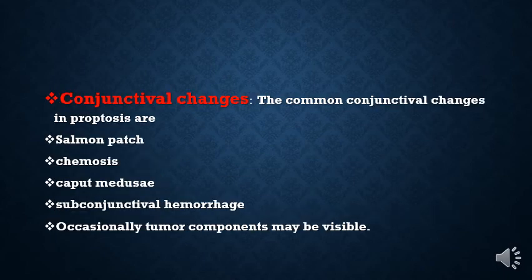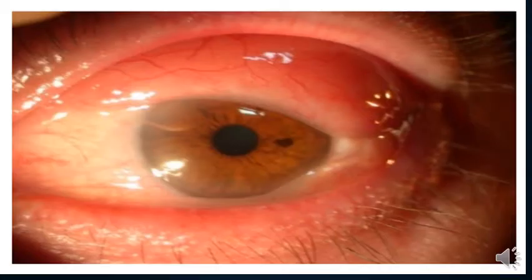Conjunctival changes are the salmon patch, chemosis, caput medusae, subconjunctival hemorrhage. Occasionally, tumor components may be visible. Coming to the salmon patch, it is a pinkish smooth mass typically seen in the subconjunctival plane either at the limbus or the fornix. It is very typical of lymphoma. The lesion at the fornix, which is more commonly seen, is due to the extension of the tumor as it moulds to the adjacent globe and extends anteriorly along the sub-Tenon's plane and can extend up to the limbus. The isolated limbal mass is due to proliferation of the lymphocytes.